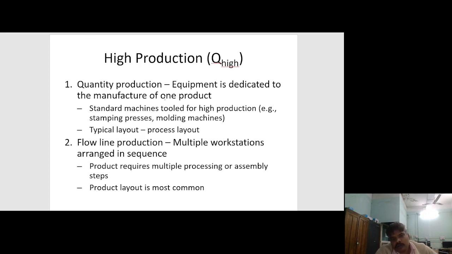High production, quantity production, where the feature of variety is not very high. Equipment is dedicated to the manufacture of one product. Standard machine tools are used for high production. Examples: stamping process, molding machine. Typical layout: process layout, flow line production, with multiple workstations arranged in sequence. Products require multiple processing or assembly steps. Product layout is most common.